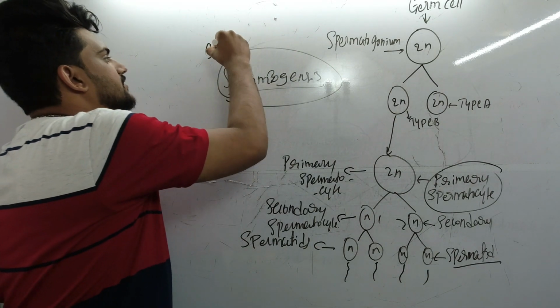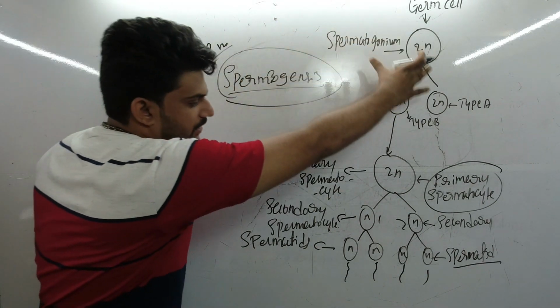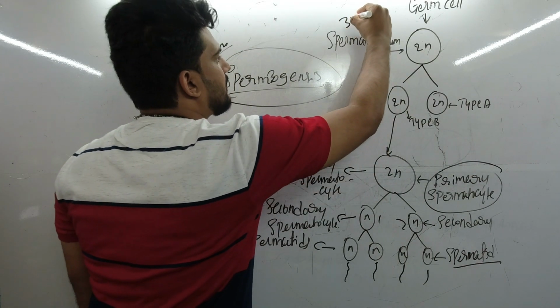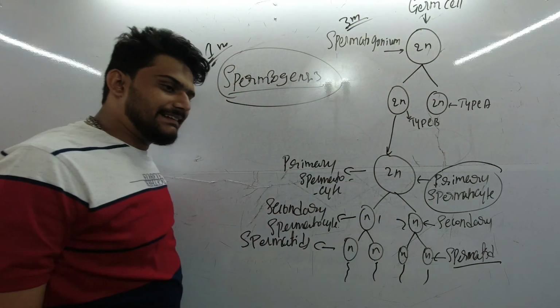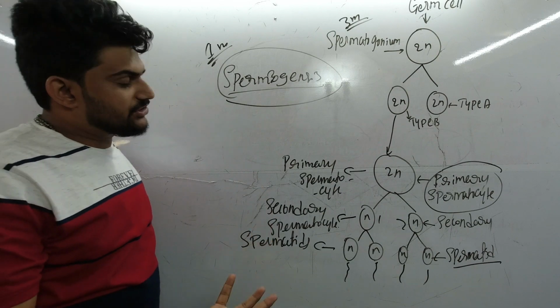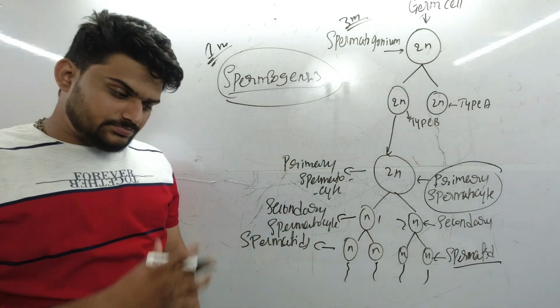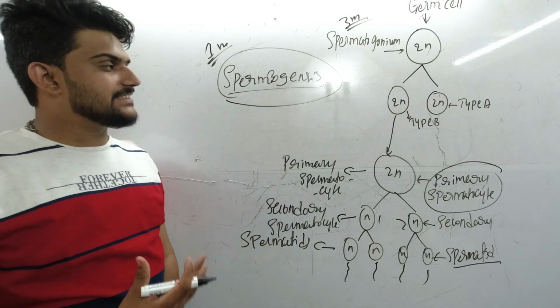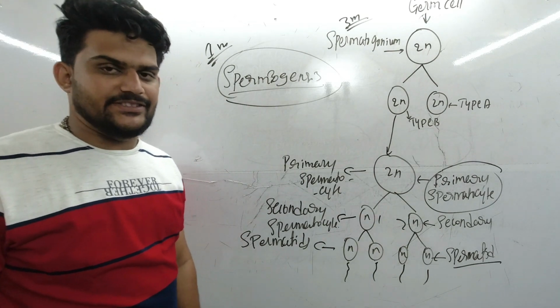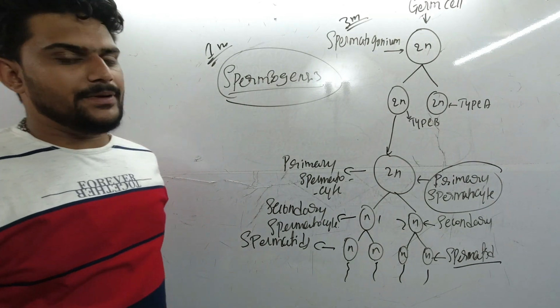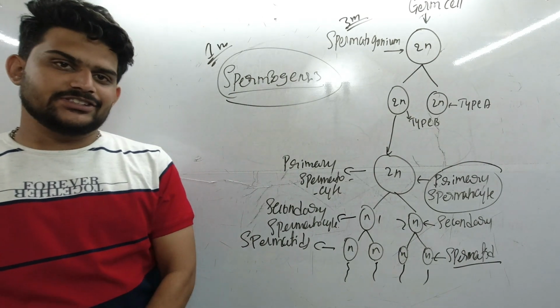This is for 1 mark, and this particular one can be asked for 3 marks: schematically draw the process, or the phases of spermatogenesis, can be asked. So this is the topic I wanted to discuss today.